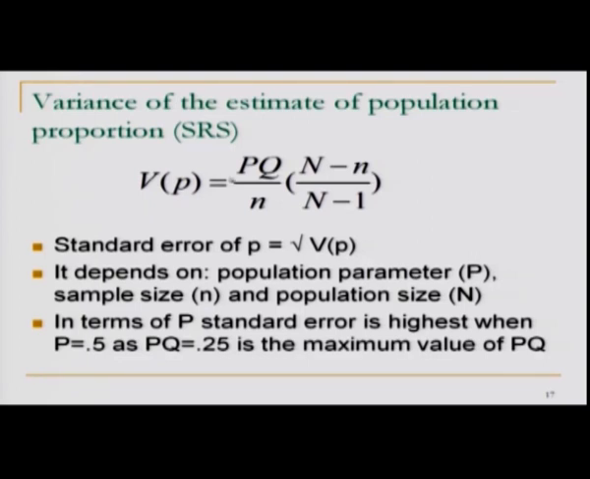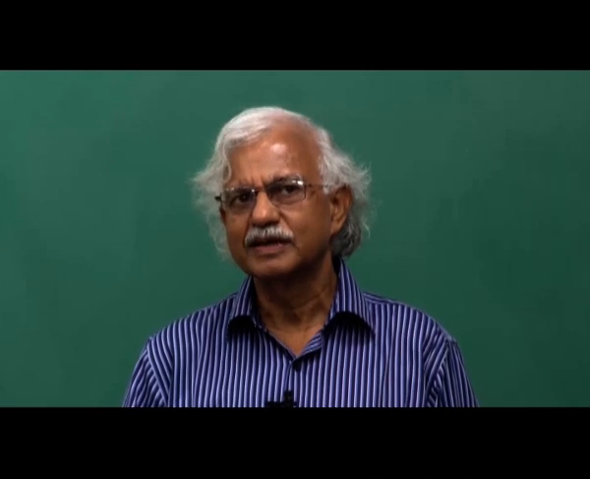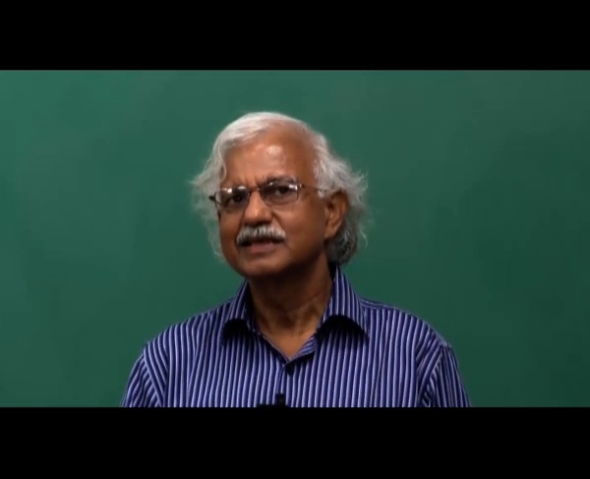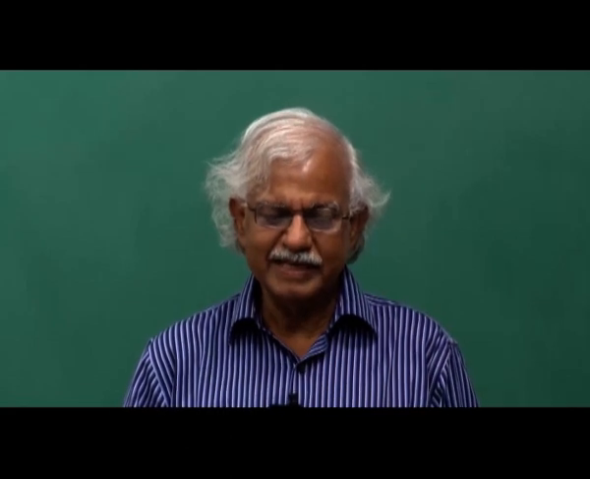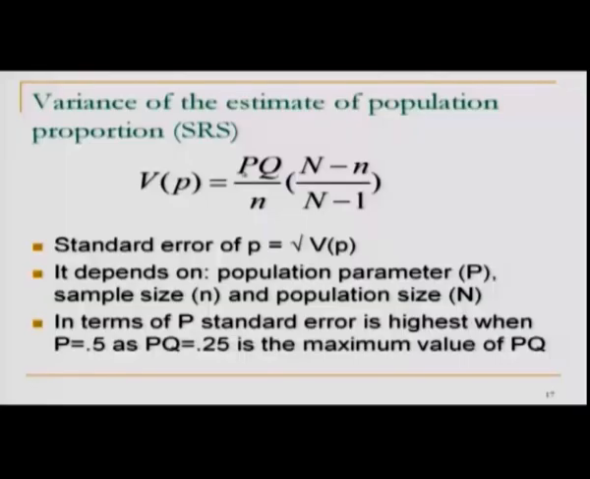So, if P rises from 0 to 0.5, variance of P will rise or standard error of P will rise, but beyond 0.5 further increase in the value of P leads to decline in standard error of P. That means, if p is close to 0 or 1, standard error is the least, and if p is close to 0.5, then the standard error is maximum.